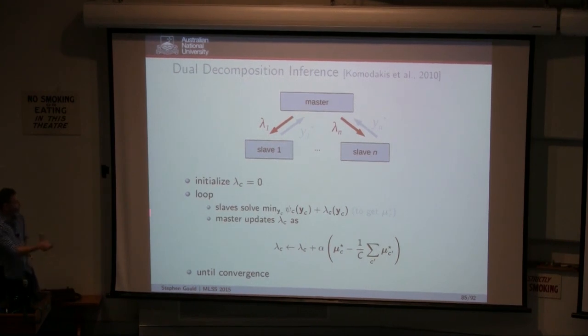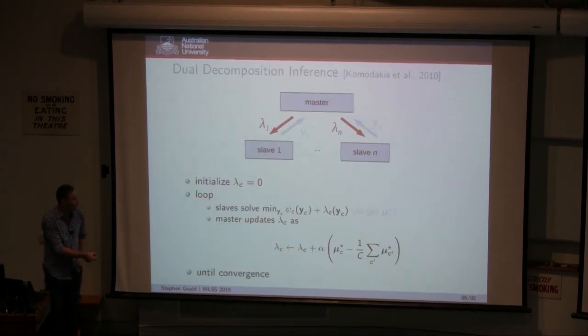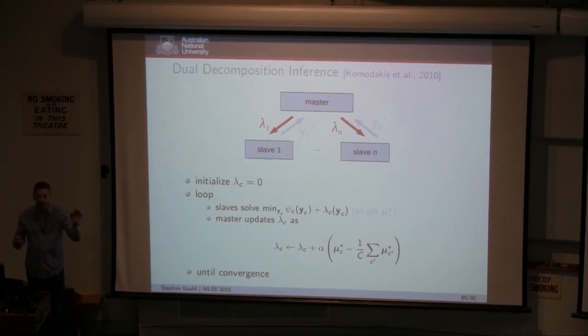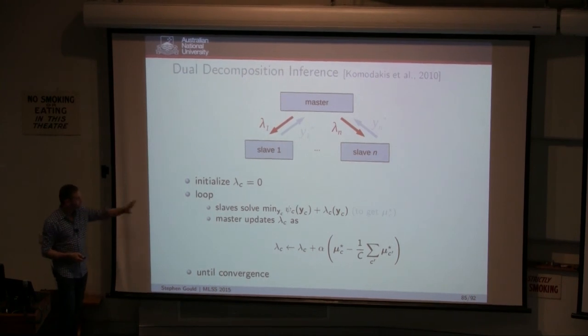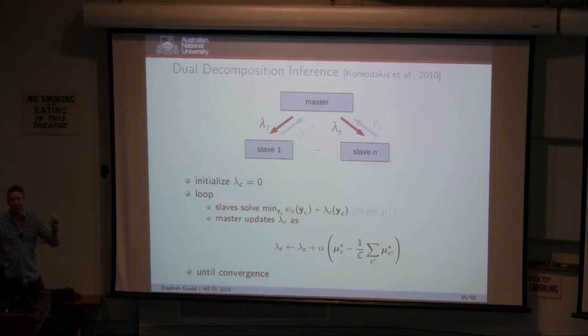And you keep iterating around this loop until you converge. You're guaranteed to converge. The dual variables will converge. You're not guaranteed that the integer solutions will agree with each other, but you're guaranteed to converge to a relaxed solution which you can then round. So in a nutshell, that's how dual decomposition works. Any questions on that? I realise I've skipped over a lot of the details, but hopefully at a high level that makes sense.